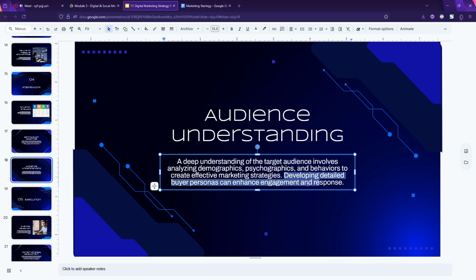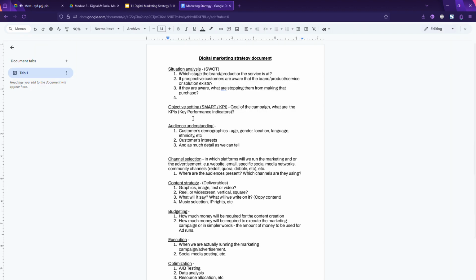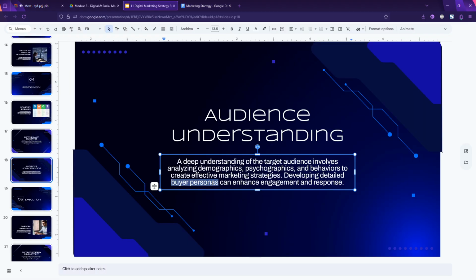Developing detailed buyer personas can enhance engagement and response. Now, buyer personas can be a different set of documents. It will be buyer persona A, buyer persona B, 2, 3, 4, 5, 6, 7, 8, 9, 10. We can give them names so that they are more easily relatable, because one brand can have different buyer personas. By personas, we mean personalities, right?